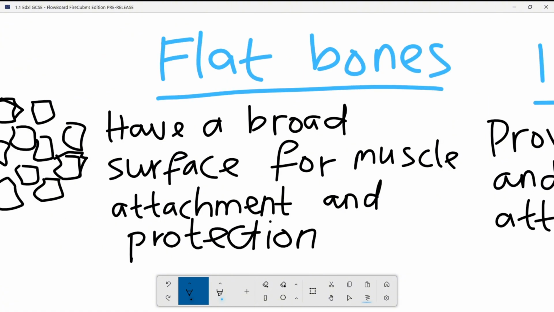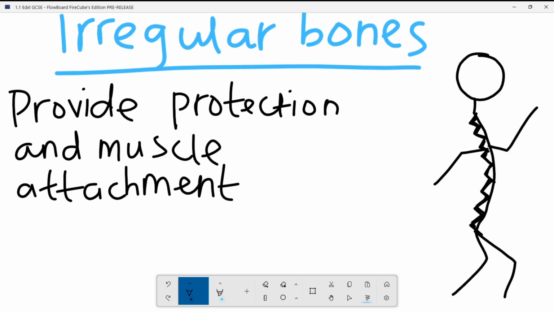Flat bones have a broad surface area for muscle attachment, and they also help with protection of your vital organs. Very common examples of flat bones are your sternum, your ribs, and even your skull. Next, we have irregular bones. Irregular bones also provide protection and muscle attachment. An example of an irregular bone is your vertebrae. Your vertebrae make up your vertebral column.